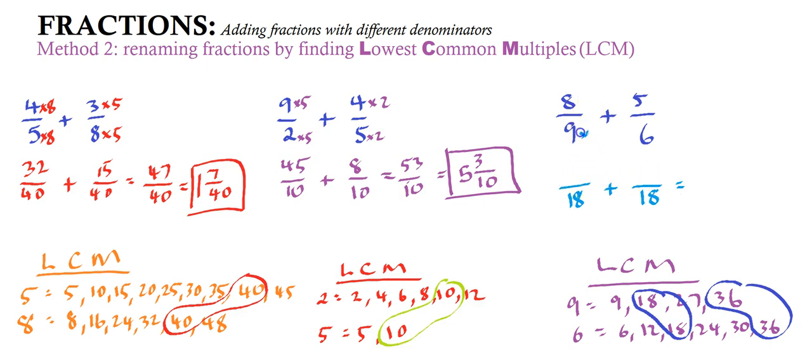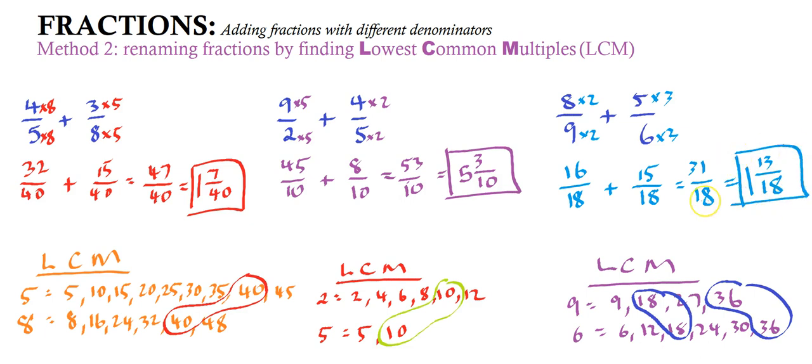Okay, so 9 times 2 will give me 18 on the bottom. So do the same to the numerator, and I get 16. Timesing by 3 to give me a denominator of 18. So do the same to the numerator, and I get 15. So in terms of 18ths, I'm going to get 31. 31 divided by 18, that's once, and I'm going to have 13 remainder, and it's 13/18. Finished.